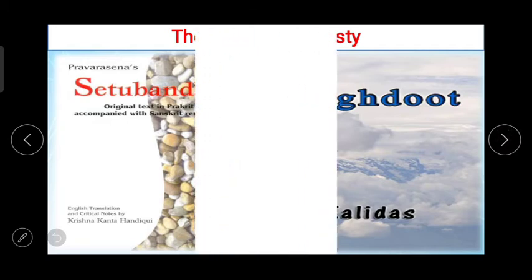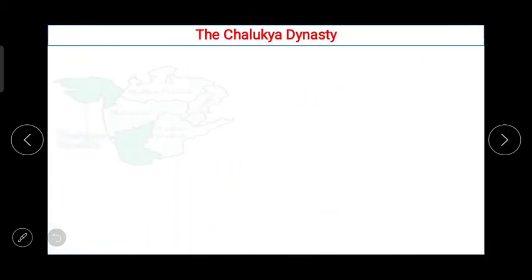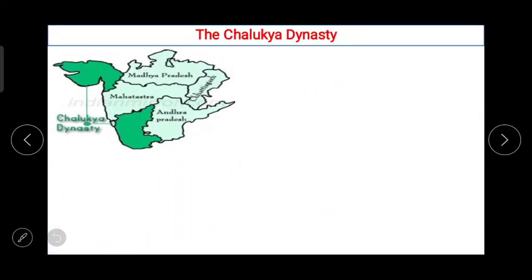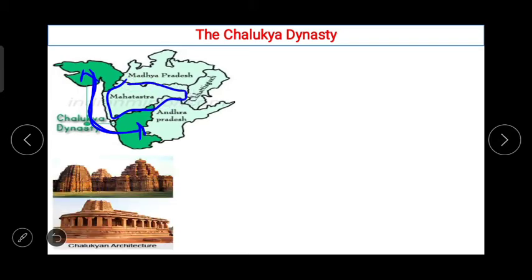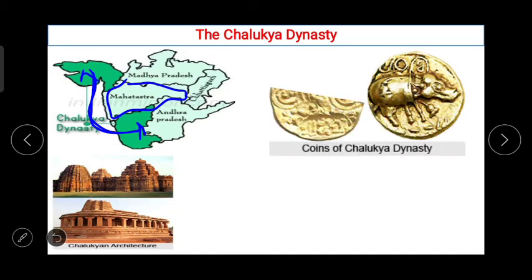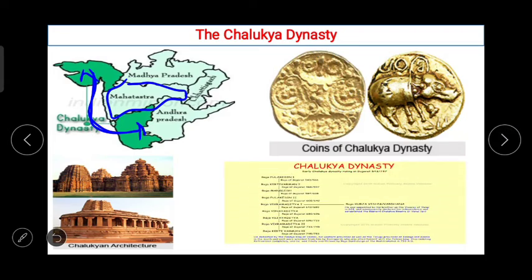We are going to the next dynasty, and that is the Chalukya dynasty. On the screen you can observe the map. The Chalukya dynasty is from here to here, and the present Maharashtra is left out. The Chalukya dynasty in Karnataka was a powerful one.